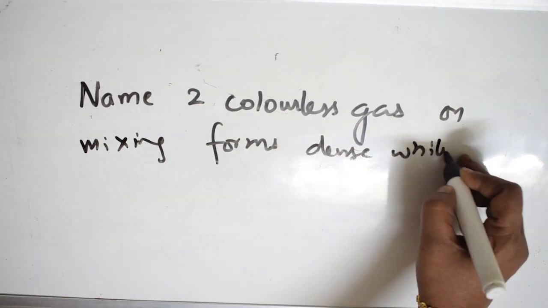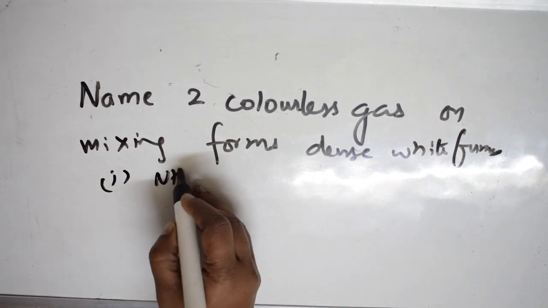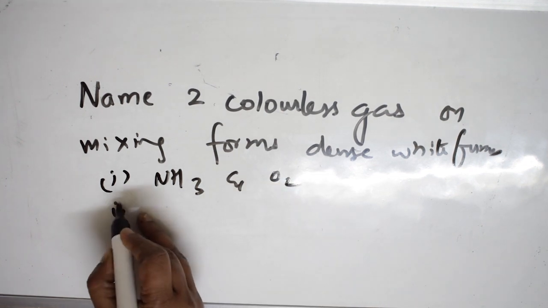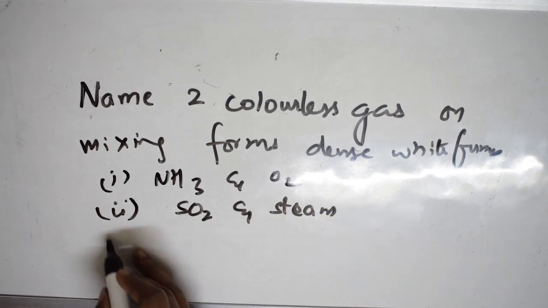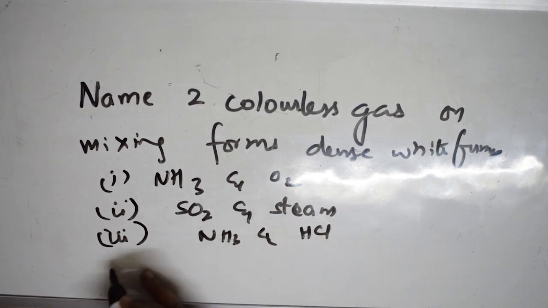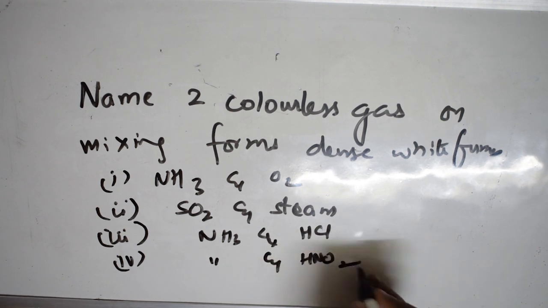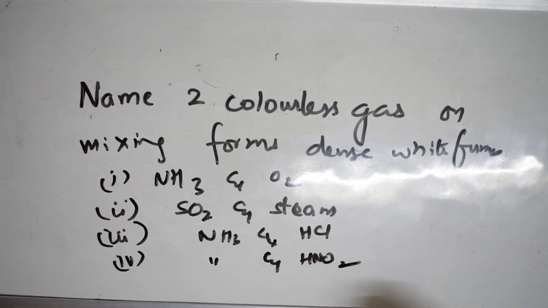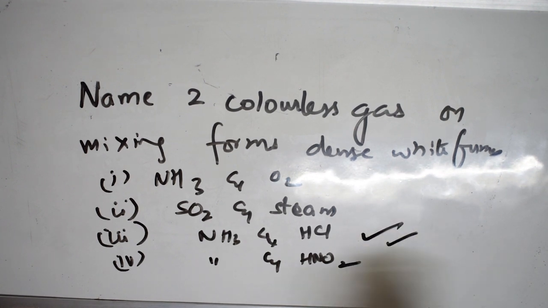She will give you options like the first option would be ammonia and oxygen. Second option would be SO2 and steam. Third option would be ammonia and HCl. Fourth option would be ammonia and HNO2. Remember, when I mix 2 gases I get dense white fumes. What are the 2 gases? It is nothing but ammonia and HCl. Remember this. This is one important Viva question. I have even asked this question in the exam.